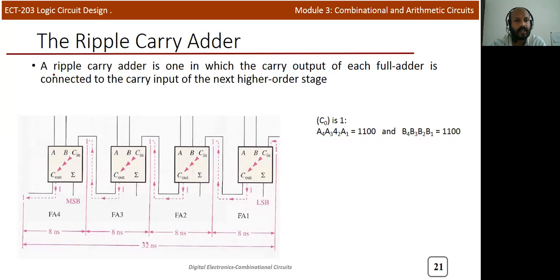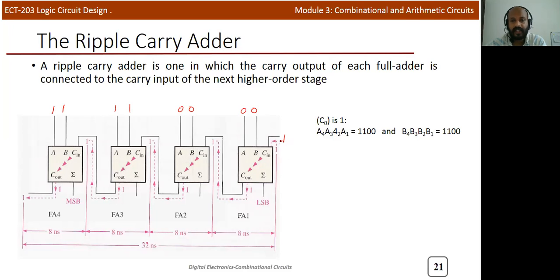For example, the ripple carry adder in which the carry output of each full adder stage connects to the carry input of the next stage. We already explained a similar circuit. Now we can see that in this particular circuit, the inputs are 1 1 1 1 0 0 0 0, A1, A2, etc., and the carry C0 is equal to 1.